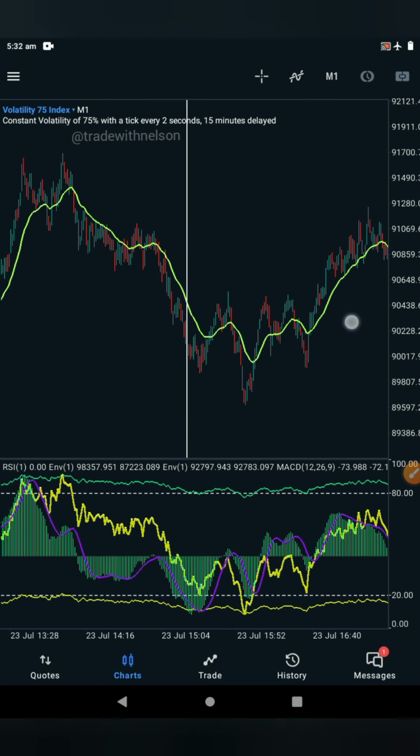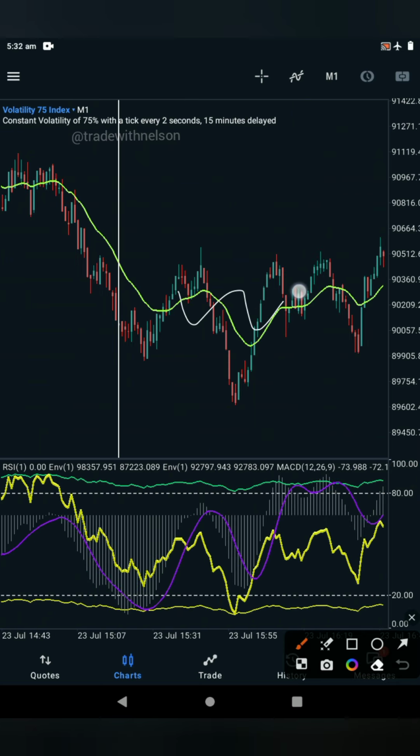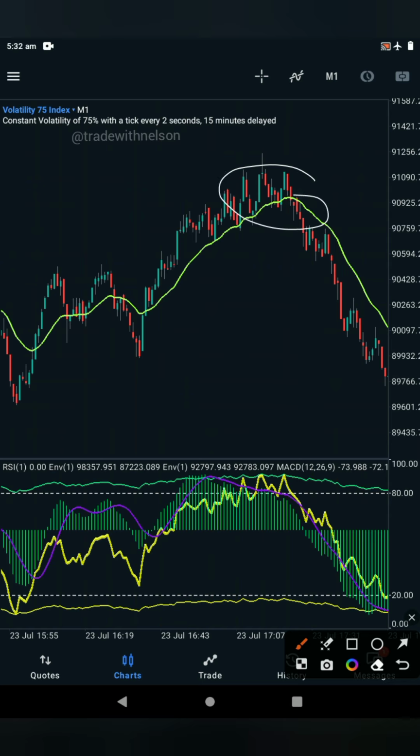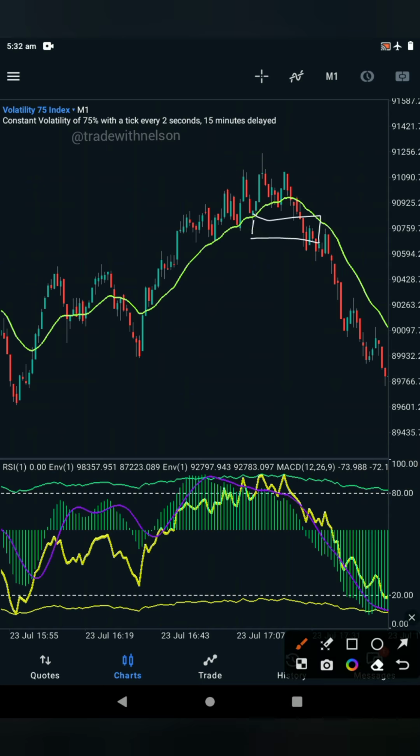So in 1 minute time frame, you want to look for when market will push this purple line or this yellow line into the 80 level. You can see at this point we have a rally. Market continues, then enters into the 80 level around this point. Then you want to wait for the break of market structure.